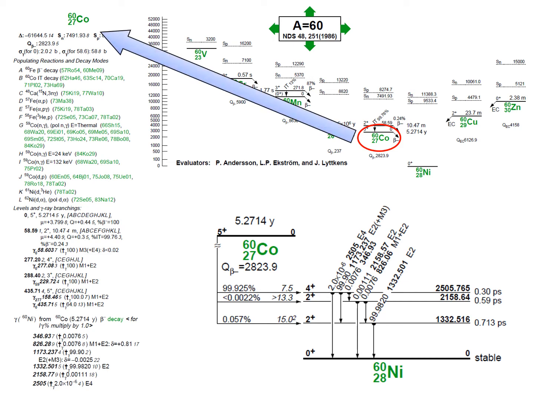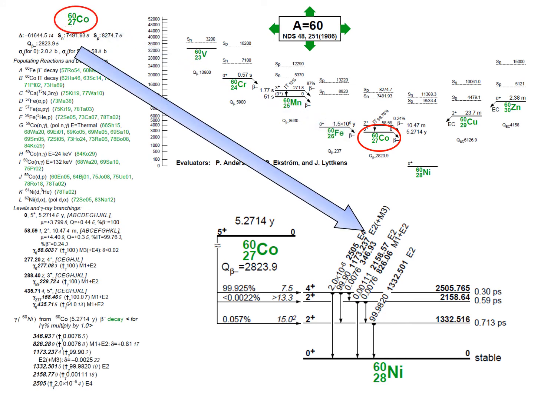It would bring us to this page, which would give us information on the mass excess, the neutron separation energy, the proton separation energy, the Q value. These are all terms that we'll define later. Then reactions on how they're produced, then branching levels. If I clicked on this value here, it would bring me to here, and this is my decay scheme. And this shows how cobalt-60, with a 5.2714 year half-life and a spin and parity of 5+, decays to nickel.